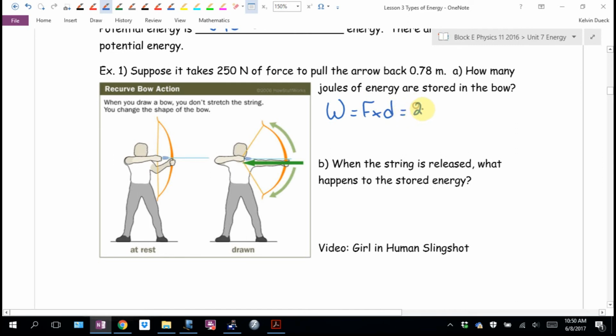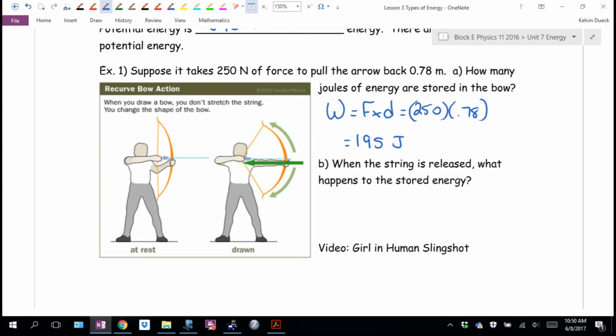It's going to be 250 times 0.78, which is what? 195 joules? And that energy left your body. In fact, you lost 195 joules of energy, probably food energy, calories, and it's stored temporarily in the bow.